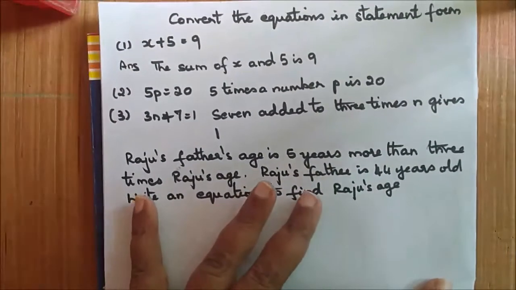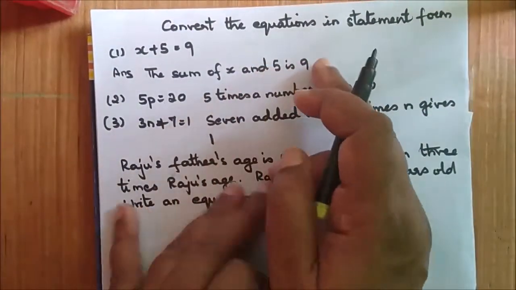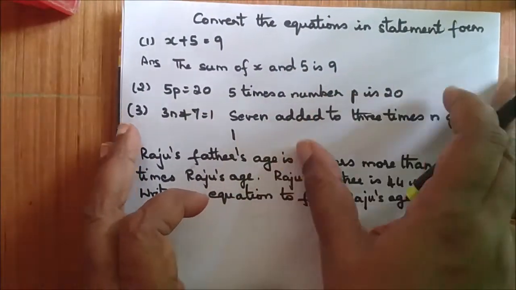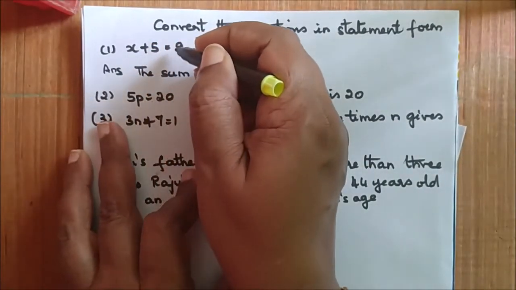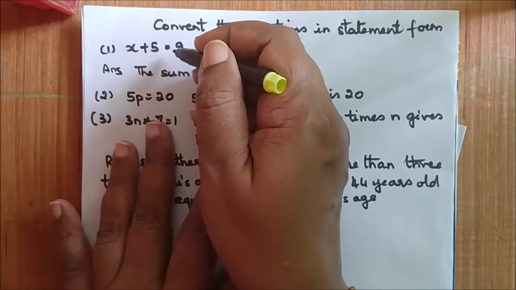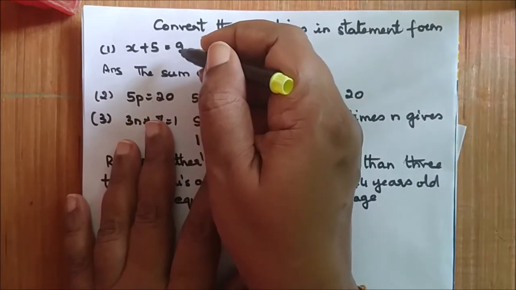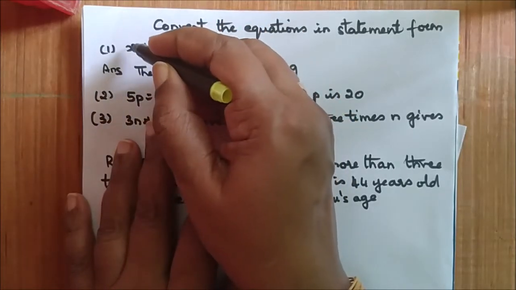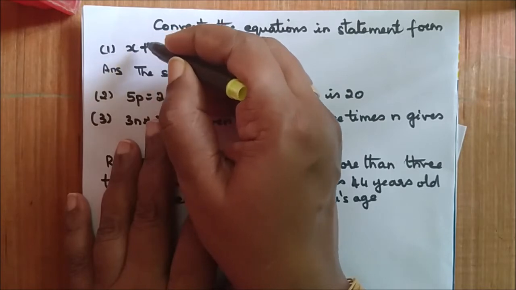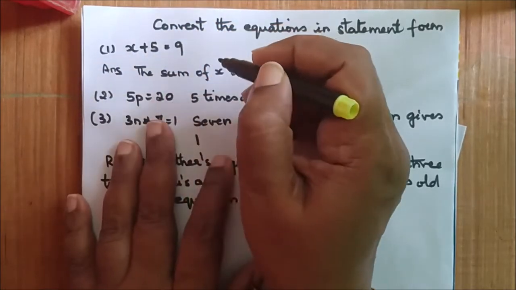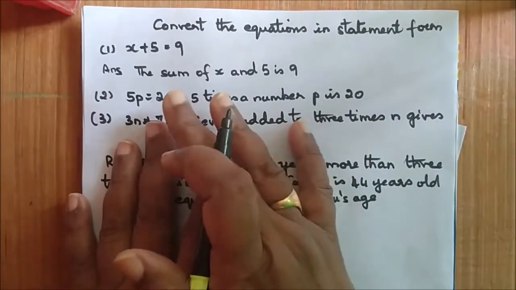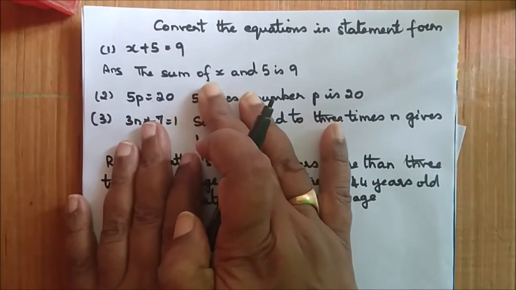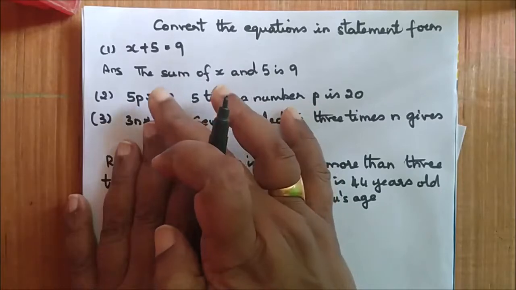Here we have to convert the equation into statement form. So how do we do that? x + 5 = 9. You have to write this in the form of statements. We can say it as the sum of x and 5 is equal to 9. Similarly, the sum of x and 5 is 9. This is how I write the statement for this problem.